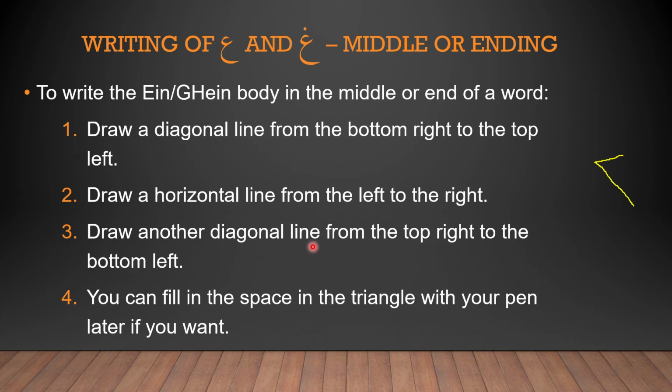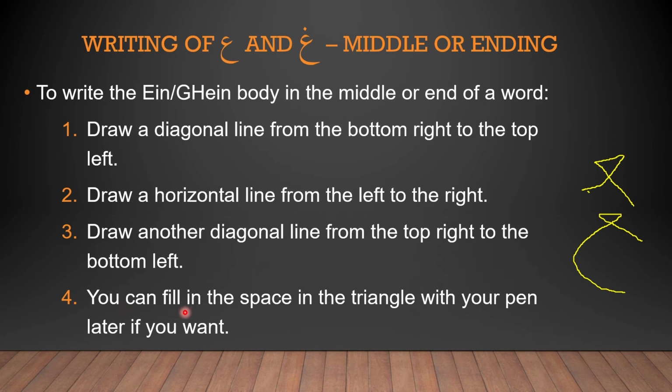Draw another diagonal line from the top right to the bottom left. Now this is how you write it. So this is for the middle version. This is how you do it when you do the middle version. And what do you do when you do the end? Simple. It's exactly the same steps, and then you go down like this. Can you see that? You just extend the line. This line here, you just extend it and go downwards and make a big C.